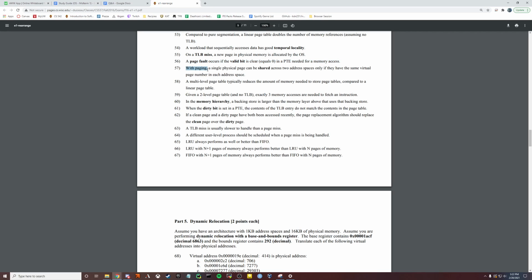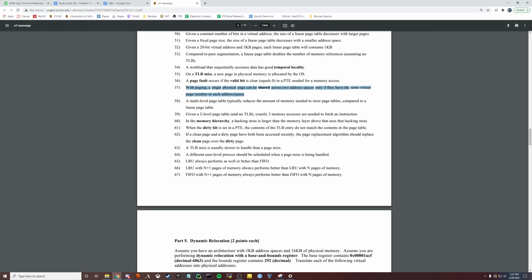57, with paging, a single physical page can be shared across 2 address spaces only if they have the same virtual page number in each address space. I think that this is wrong. I think it should be physical, right? Wait, paging, a single physical page can be shared. No, they can have different virtual page numbers. There was an example where she talked about how you could have physical sharing, and they had different virtual address spaces, like page numbers. One was like page number 0, and the other one was like page number 2 or something.